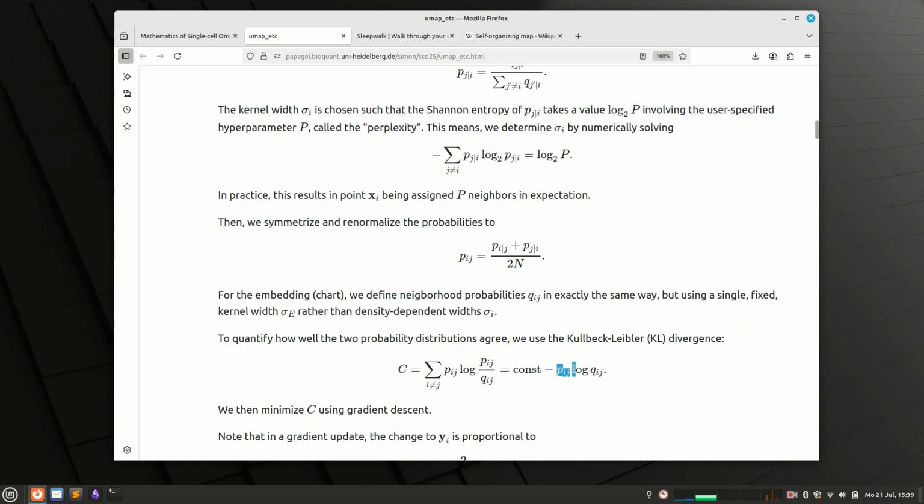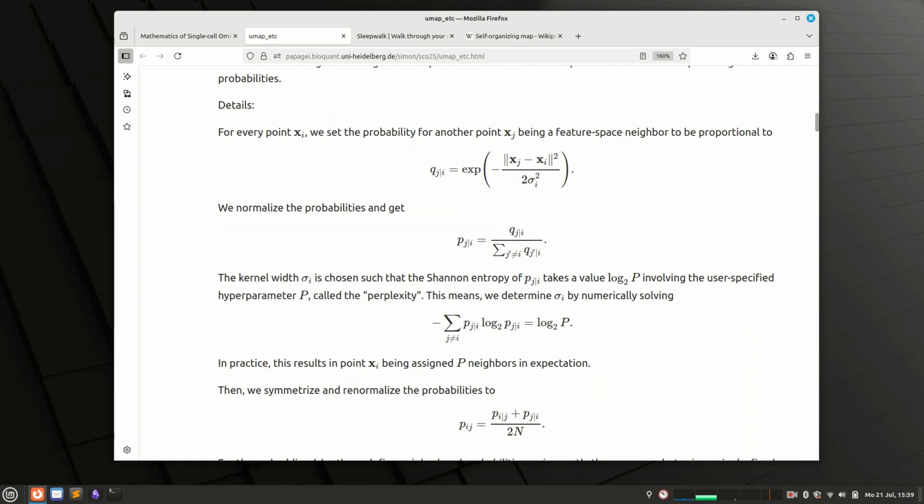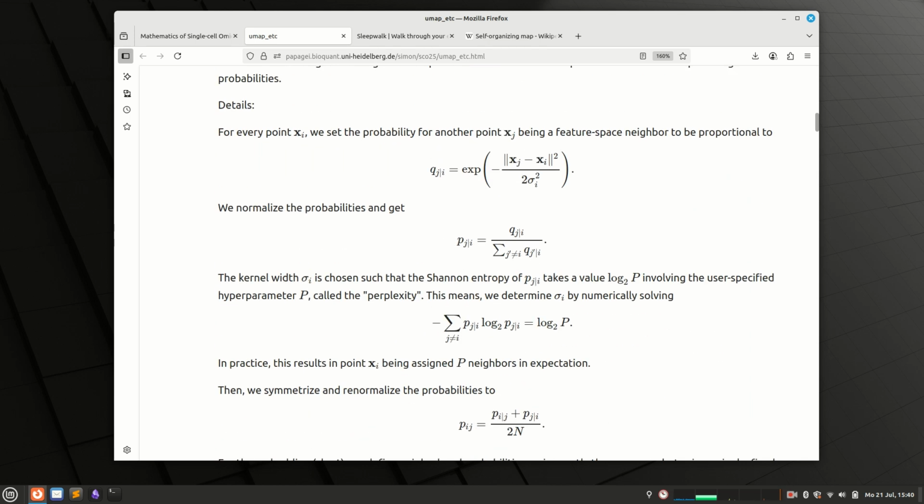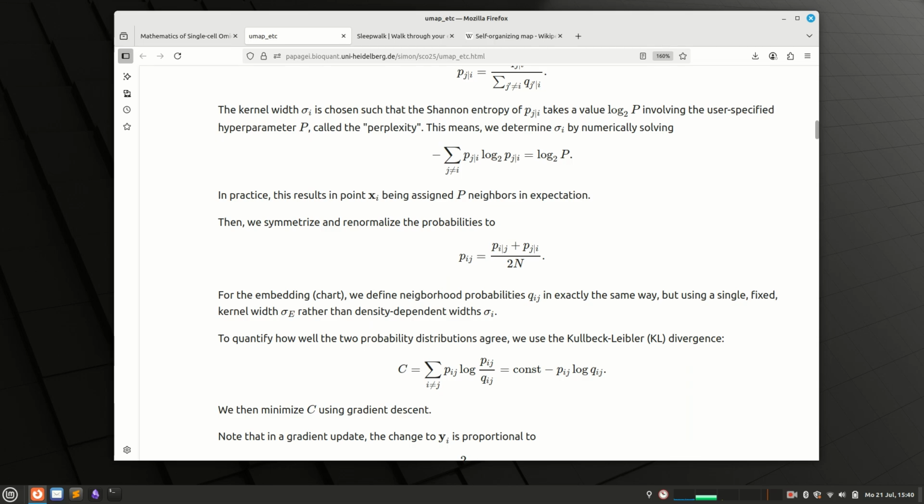Now notice that Pij is fixed, because we calculate these probabilities once at the beginning from our fixed data, so these don't change. But the Qij change when we move our points around on the feature space. So in the end, we have this cost function, and we minimize it by gradient descent. Sorry, here I used Q double; this is the unnormalized P. I should have called it P tilde or something, because Q is the one for the embedding space.